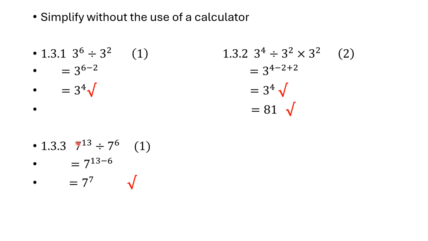Third set here, 7 to the power 13 divided by 7 to the power 6. Simply now becomes 13 minus 6 because I'm dividing. Subtract exponents provided the bases are the same, which in this case both are 7. And my final answer, 7 to the power 7. Alright, so that is division.